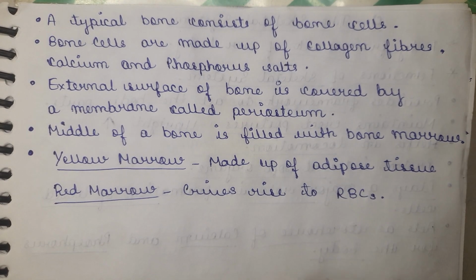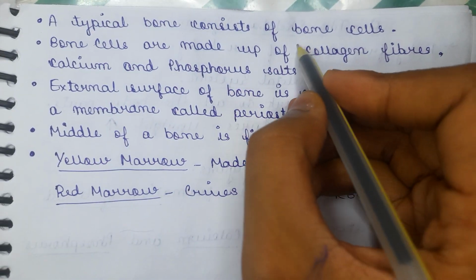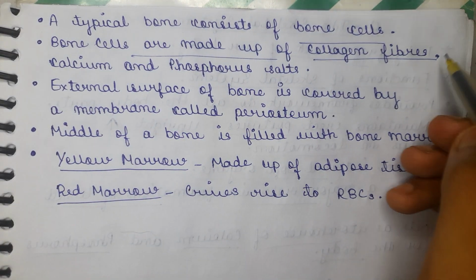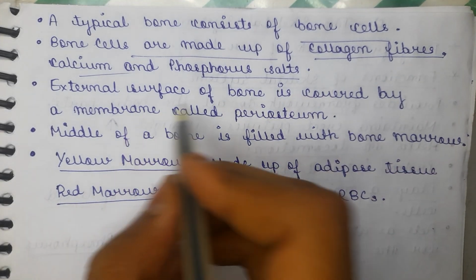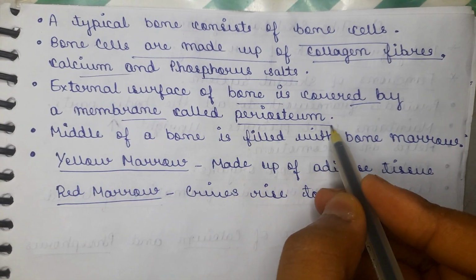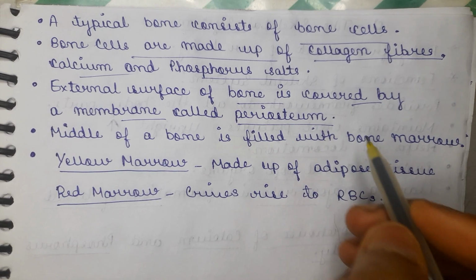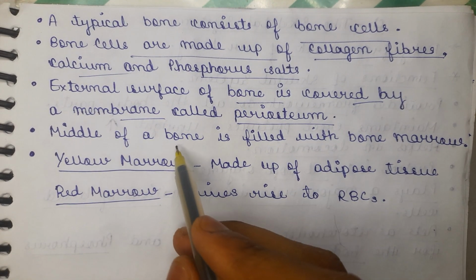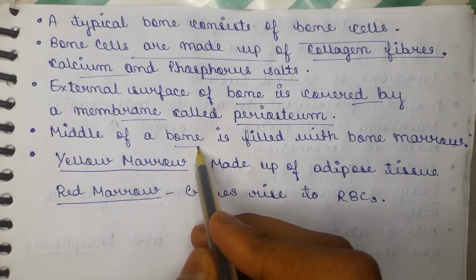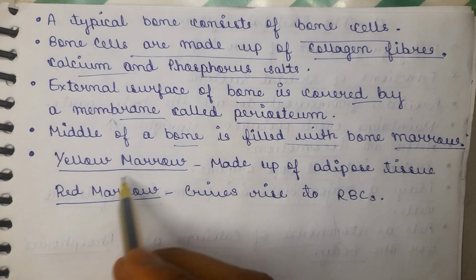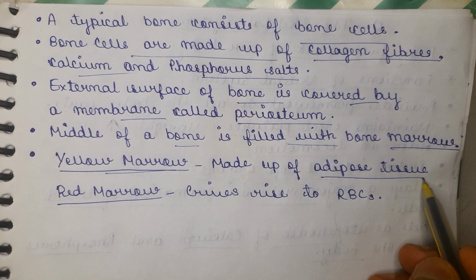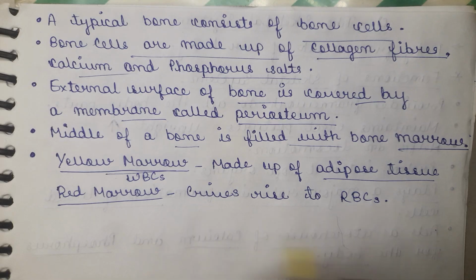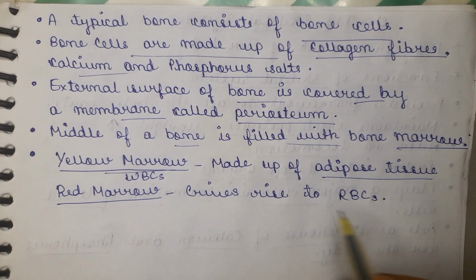Now some features of the long bones are, this type of bone consists of bone cells and they are embedded in a ground matrix made up of collagen fibers, calcium and phosphorus salt, and the external surface of the bone is covered by a membrane that is known as the periosteum, and its outer layer is fibrous while inner layer is cellular. So from here we can say that the hollow cavity in the middle of the bone is filled with bone marrow, and the yellow bone marrow is made up of adipose tissue, that is the fat storing cells, and gives rise to the WBCs, and the red bone marrow which is present at the end gives rise to the RBCs.